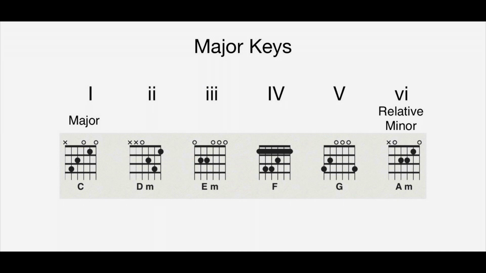So let's look at the key of C for a second. You'll notice that C is a prominent chord. That's the number one chord. That's the one that gives its name to the key. F and G are the major chords that go with that. So in a 3-chord trick song, as they call it, you would find those 3 major chords.